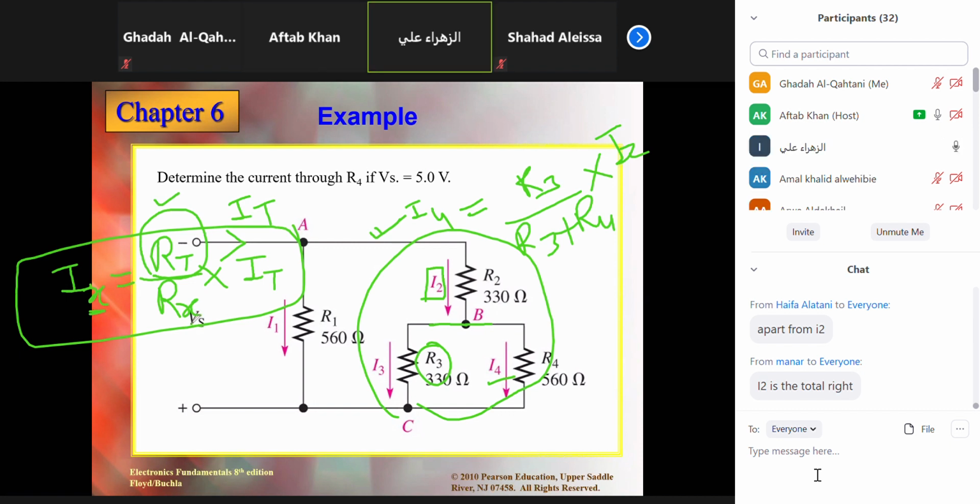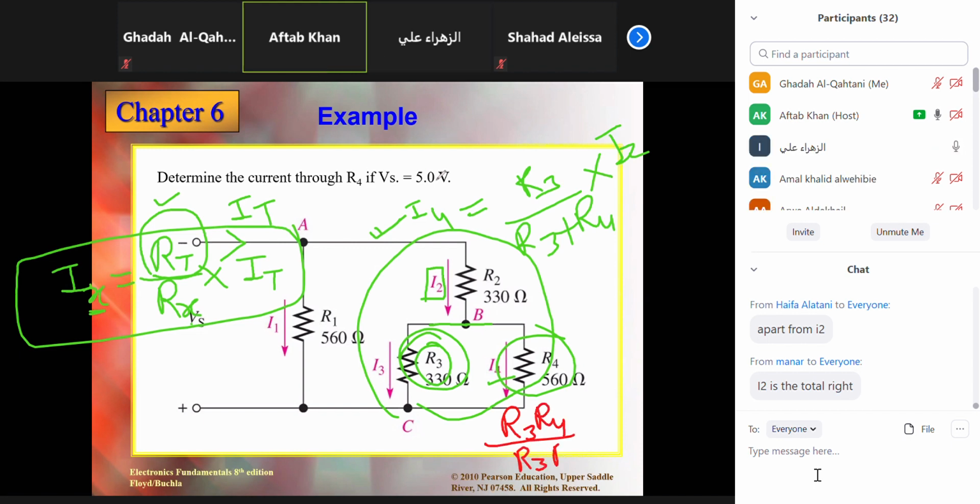So also in this example, we can use the general formula, right? Why not? You can use this one here. Or who is stopping you to use the general? Calculate the R total here. You see these two resistances are connected in parallel. So what is the R total? Will it be R3 R4 over R3 plus R4? Correct or not? Yeah, correct. Okay, so just put it there.